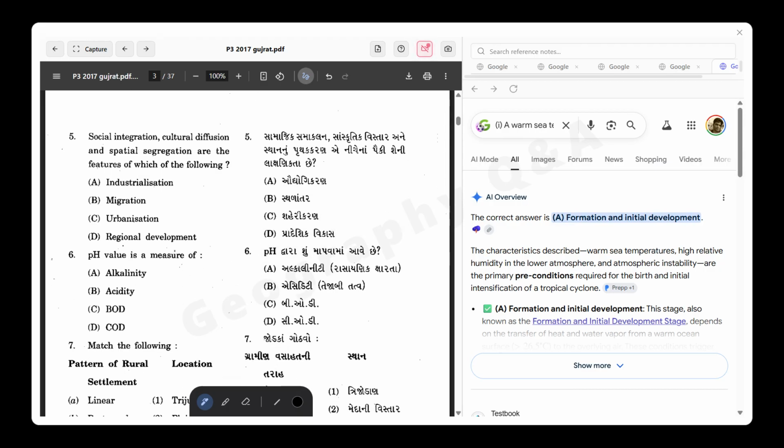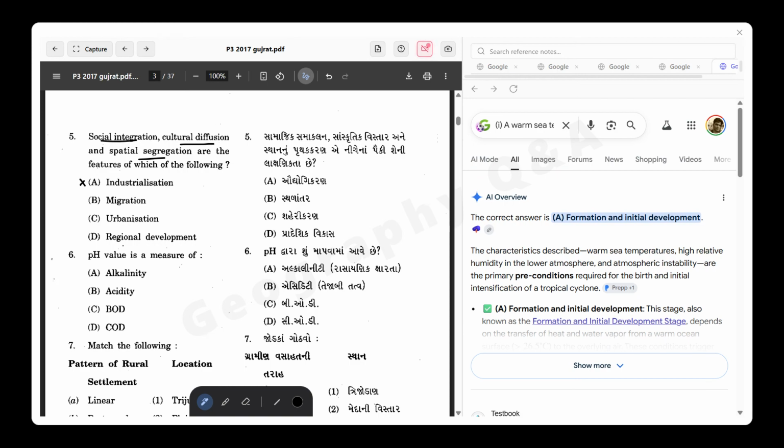Now the next question: social integration, cultural diffusion, and spatial segregation are the features of which of the following: industrialization, migration, urbanization, or regional development? Industrialization cannot be the answer, since social integration cannot be there.